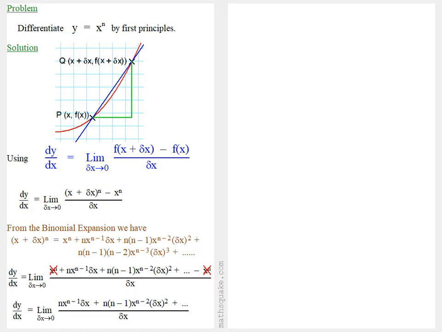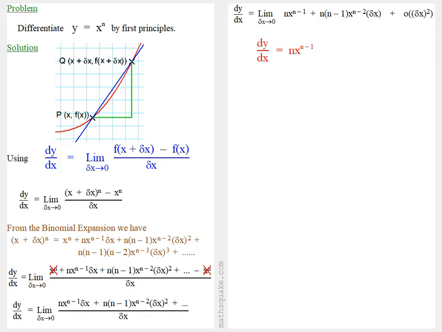If we divide all the way through by delta x, this leaves us with dy by dx is the limit as delta x tends to 0 of n x to the power n minus 1 plus n into n minus 1 x to the power n minus 2 delta x plus more terms with powers of delta x in them. But as delta x tends to 0, all those terms which are multiples of delta x will also tend to 0, and so we're left with dy by dx equals n x to the power n minus 1.